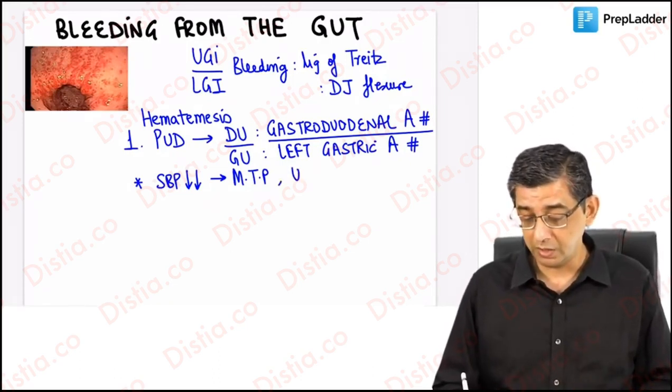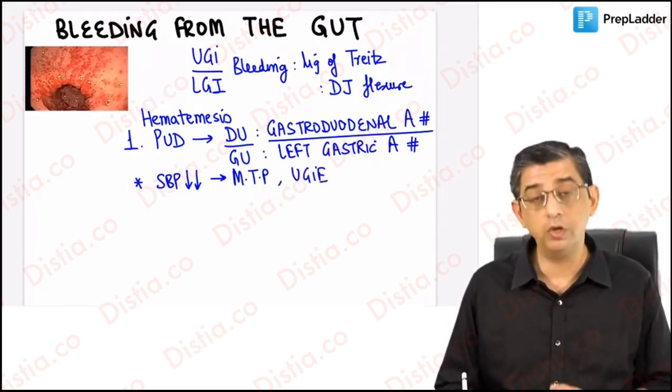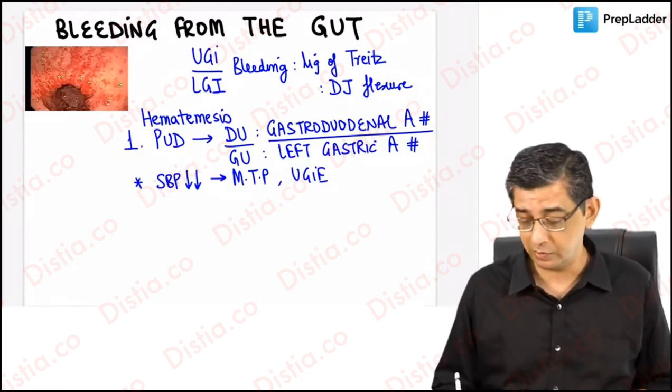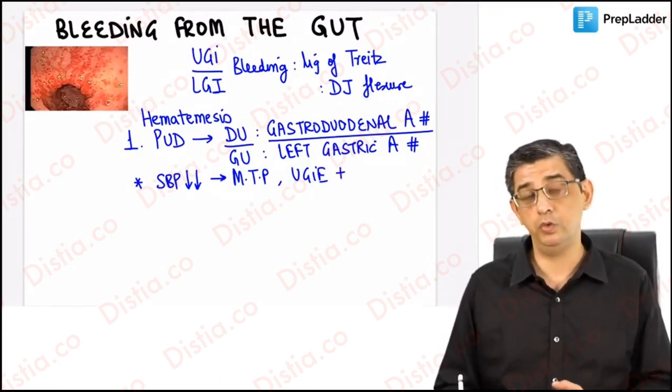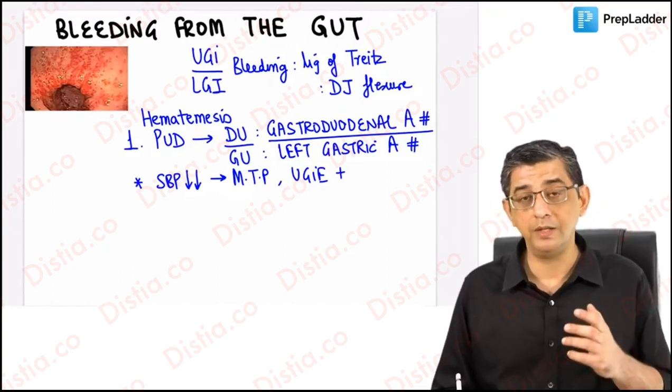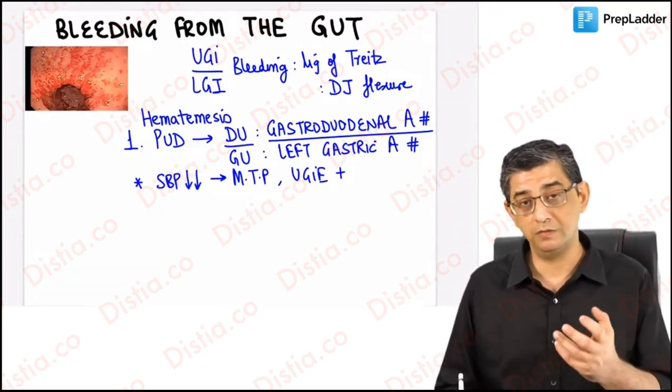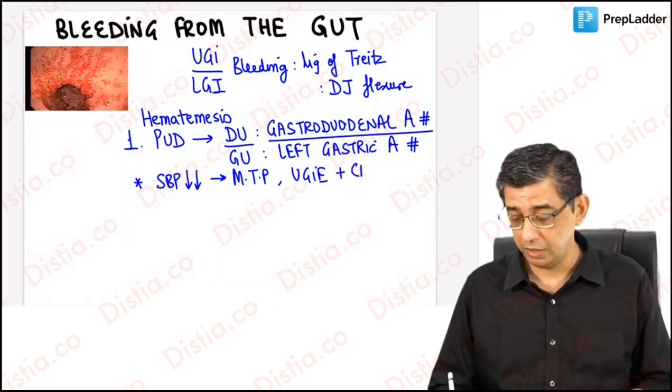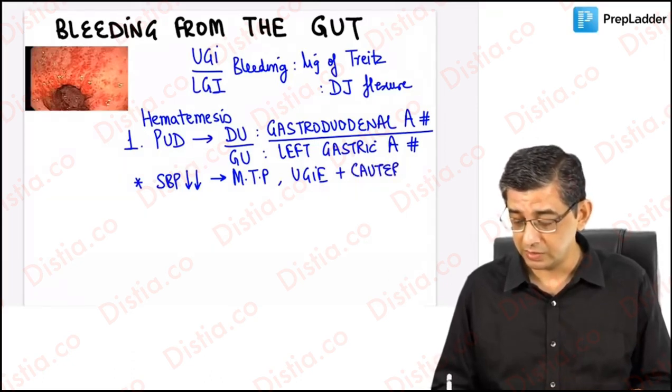Once hemodynamic stability is achieved, you will go in for an upper GI endoscopy of this person and you would be able to visualize the ulcer bleeding. You can inject adrenaline at the base of the ulcer that will cause vasoconstriction, and then we can do a cauterization of the base of the ulcer.